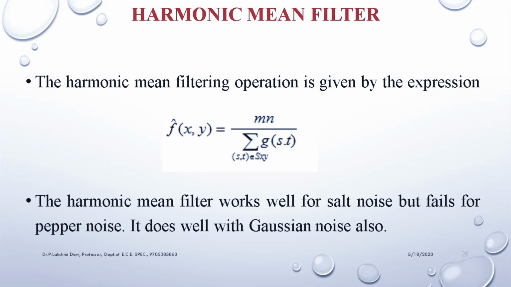We can prefer this particular harmonic mean filter whenever Gaussian noise is present, as it works well for Gaussian noise. With this harmonic mean filter, we can effectively minimize the salt noise, but it won't minimize the pepper noise. So based on our application, we can make use of any of these filters based on the effect of noise appearing in the images. So the next one, contra harmonic mean filters.